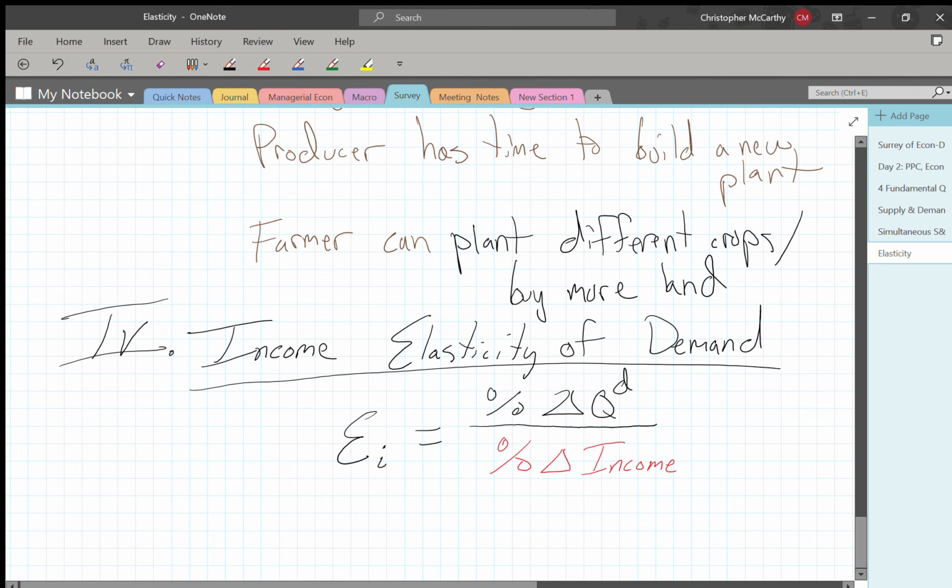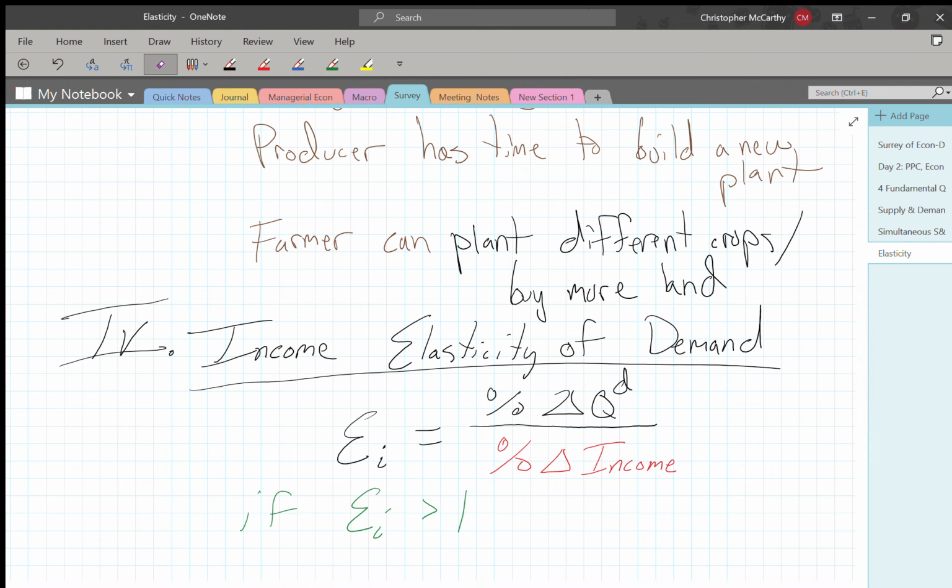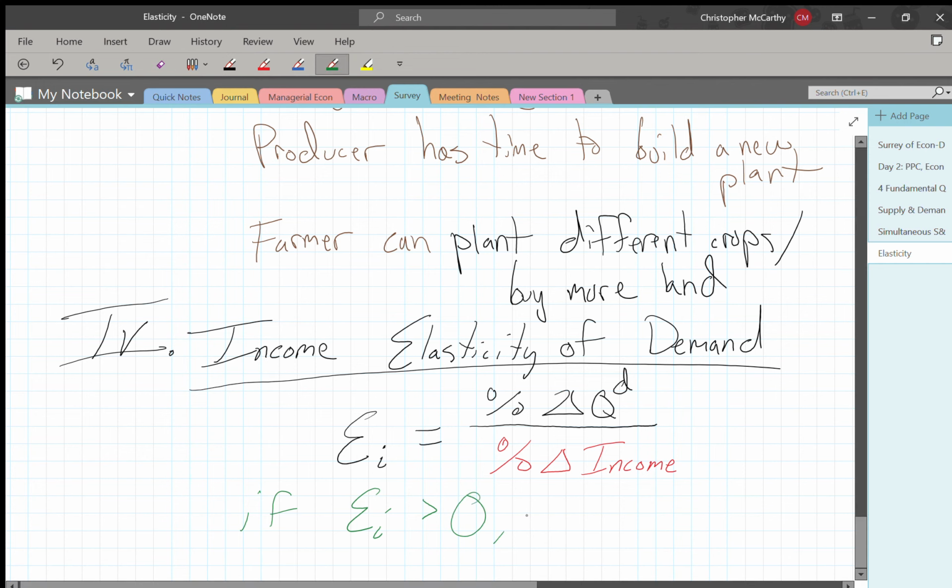And so we know that if it's greater than 0, if your income increases and you buy more of something, then we know that that's what? A normal good.